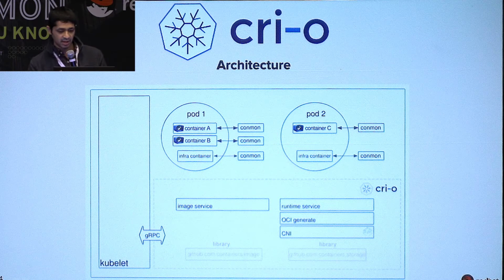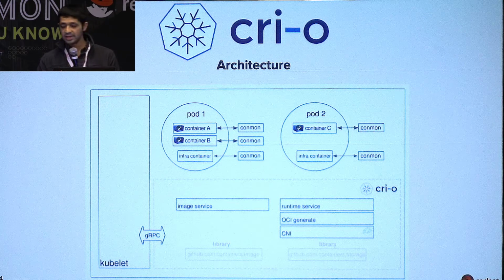So here's the architecture of cri-o. This is what a node looks like when you're running cri-o as your container runtime. So on the left here, you have the kubelet. Kubelet talks to cri-o via the CRI gRPC API. And CRI has two different services. There's the image service and the runtime service. The image service is responsible for pulling down images that are required by a pod. So we use the containers image library to implement the image service.